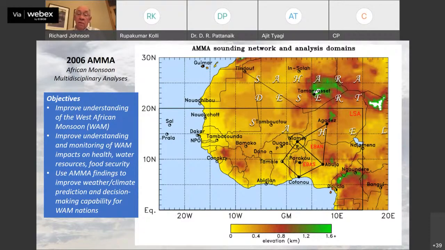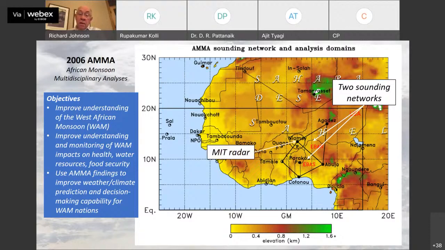In the next, there are two sounding networks that were set up there, some with additional sites added, but some using existing sites. And these form a basis for our study. And in the next, there's an MIT Doppler radar located in Niamey, which sampled these squall lines that move through the region. So that's the focus of the study: to look at these squall lines connected with these African easterly waves.